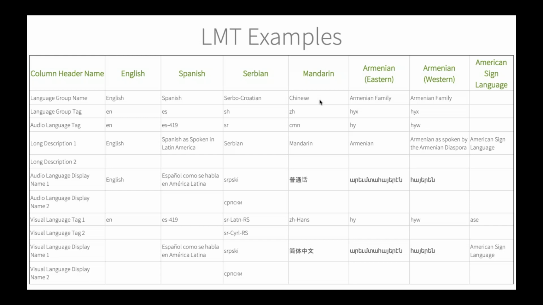And you'll notice that there's no audio language for it, because it's a sign language. It only has a visual language. And then again, here's the ASC for American Sign Language.